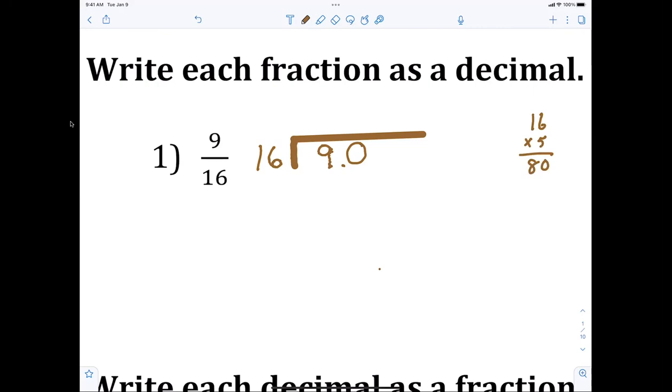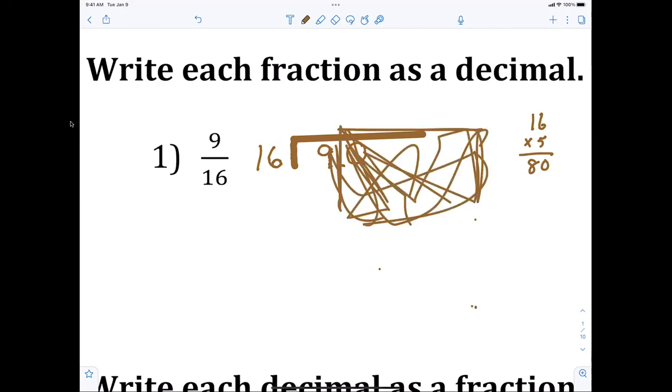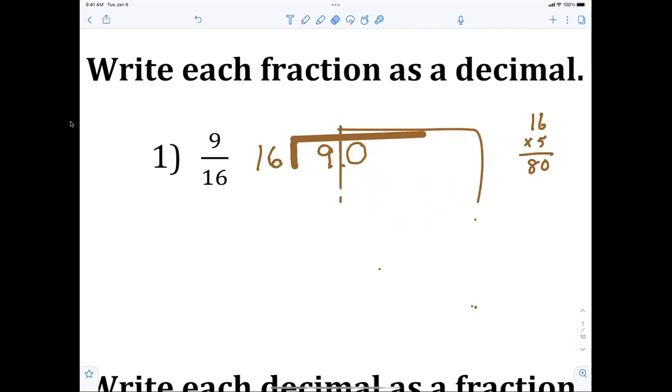All right, don't forget, you need to bring up the decimal. Put a 5. 5 times 16 is 80. Now, when you subtract, you get what? 10. Now we need to add a what? 0.